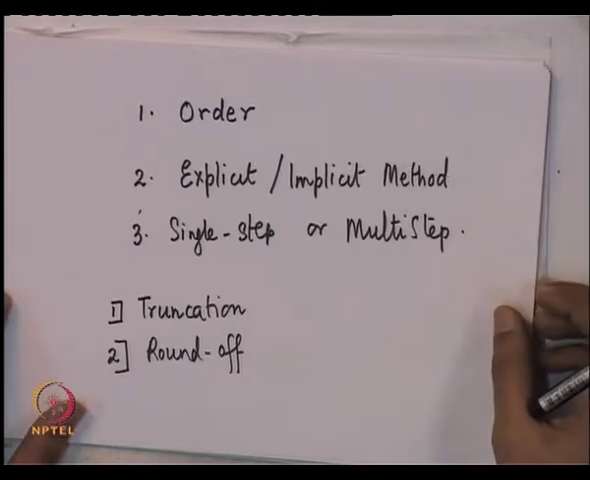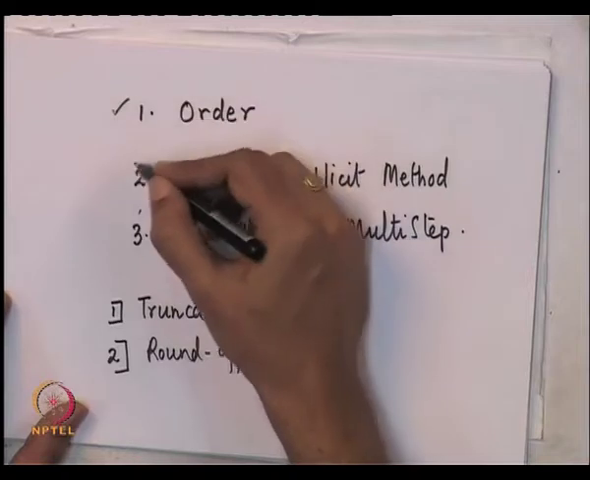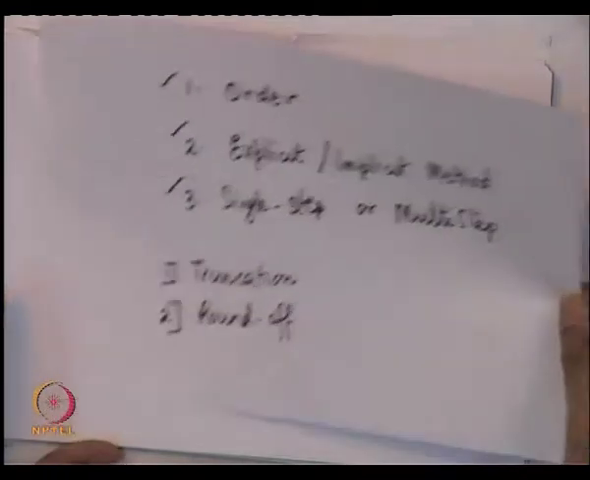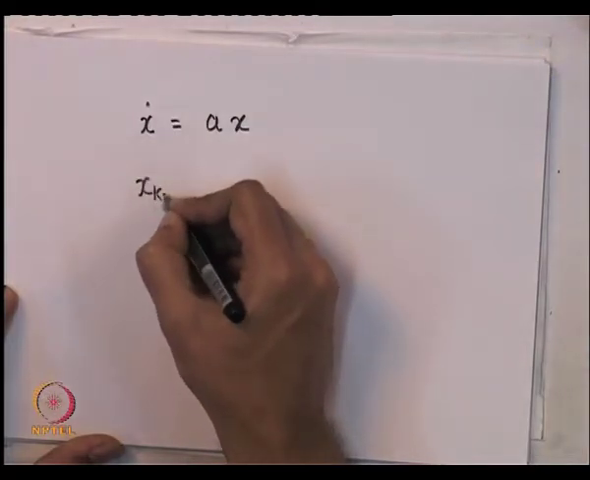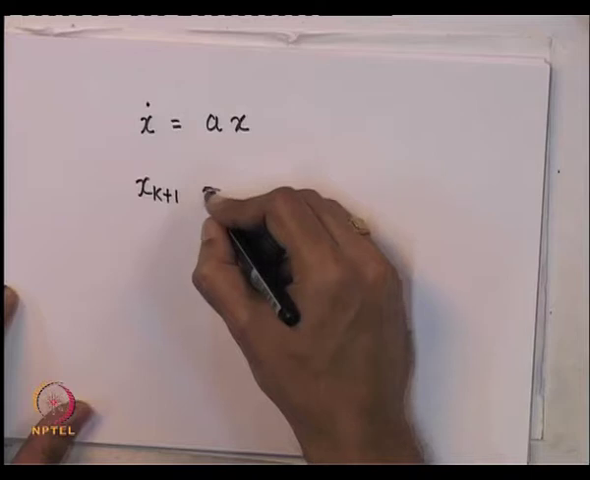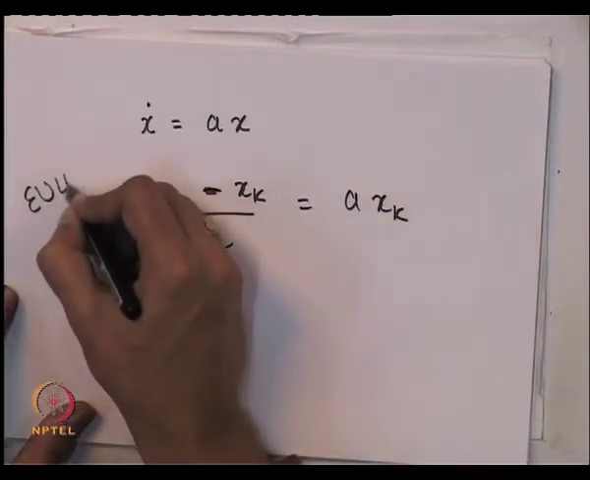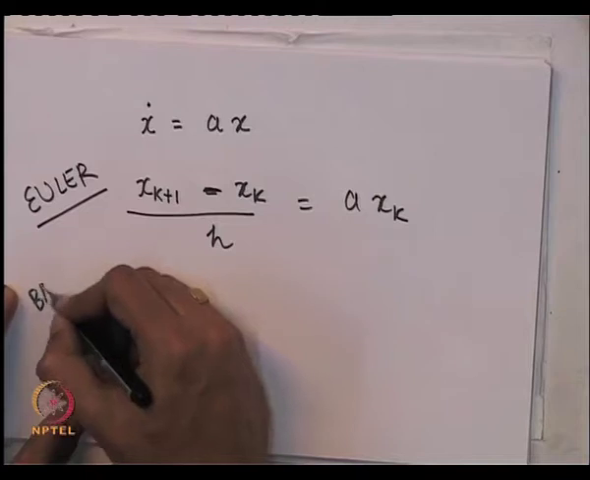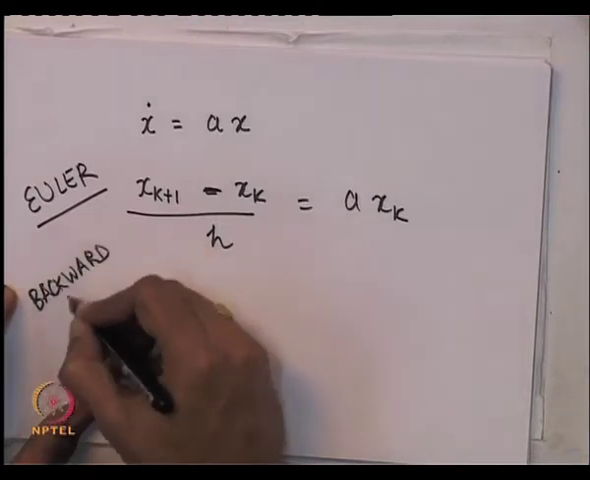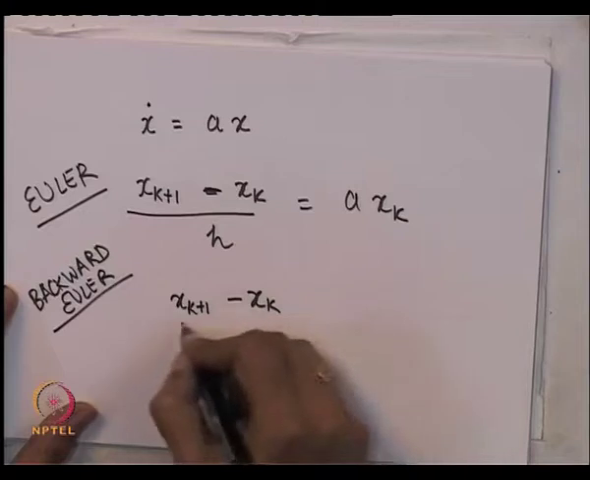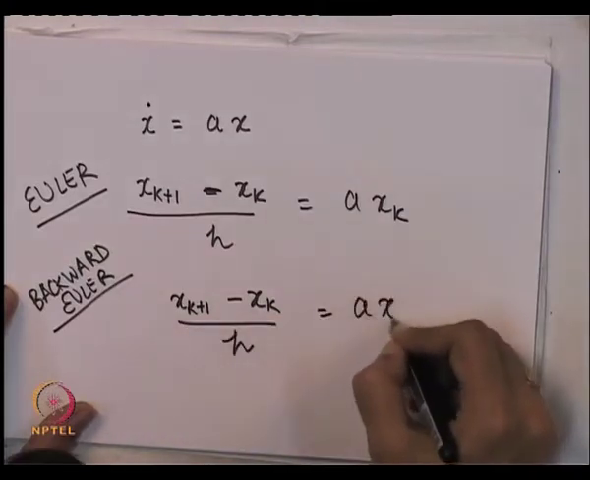So, let me first introduce you to some other methods, then we will try to understand what is order, what is explicit or implicit method, and what is a single step or a multi-step method. First thing, suppose you have got a system x dot is equal to a x. Then (x k plus 1 minus x k) upon h is equal to a x k. This is Euler or forward Euler. Backward Euler, on the other hand, is (x k plus 1 minus x k) upon h is equal to a x k plus 1.